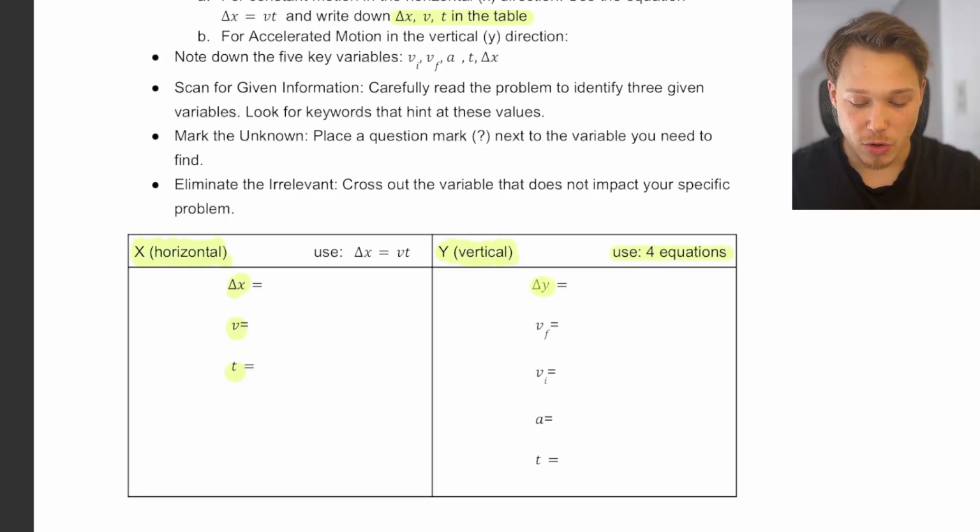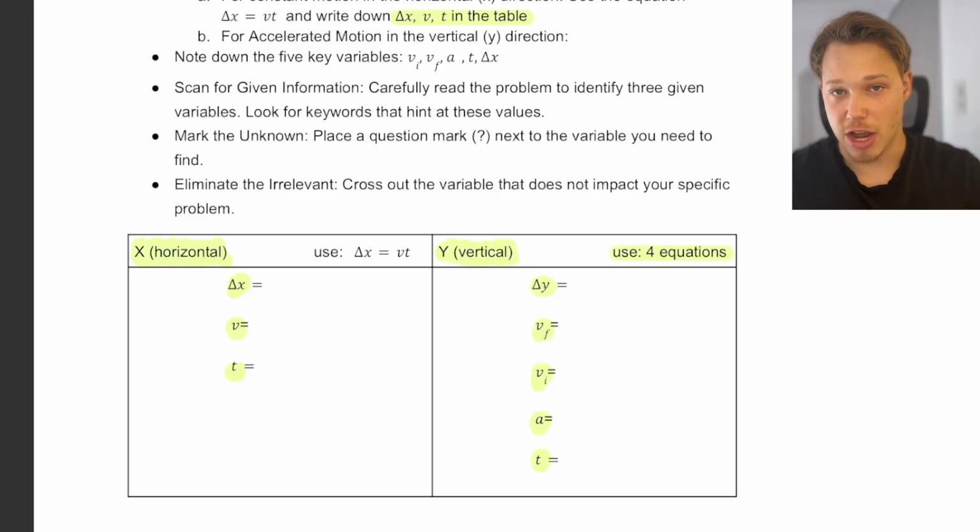And you can write down all the 5 variables in total that you're given and write down what you're given. Some of them might be given as strictly numbers. Some of them might be given as those keywords right there. So you need to be able to identify the keywords as well.